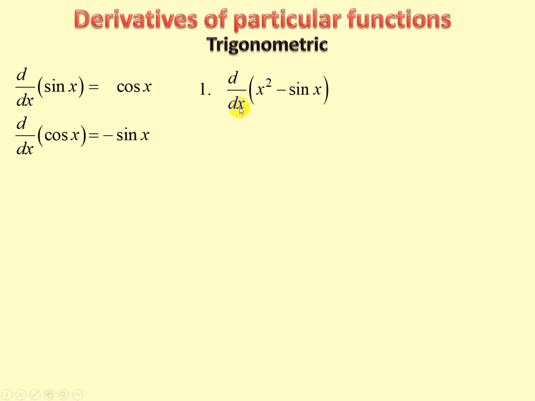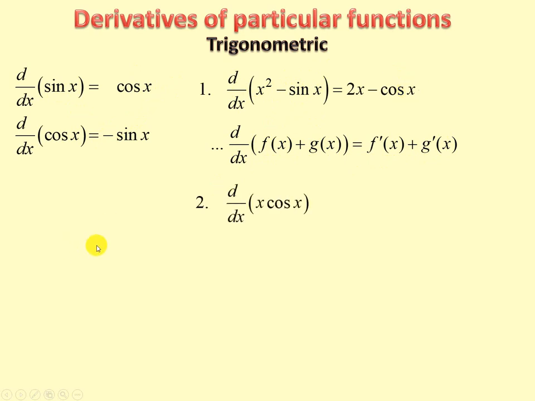Here's an example. Derivative of x squared minus sine x with respect to x. Notice this is a sum or difference. The derivative of a sum or difference is the same as the sum or difference of the derivatives. So we're going to differentiate x squared minus differentiate sine of x. Notice sine of x goes to cos.